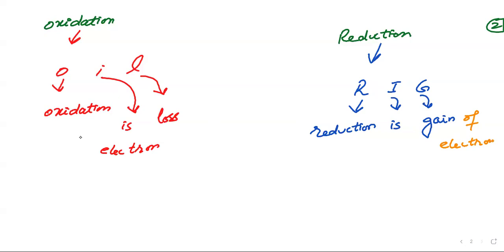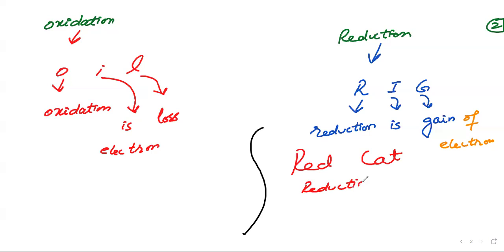So at which electrode does oxidation happen, at which electrode does reduction happen, no need to get confused. Guys, have you ever seen a red cat? I believe maybe you have not, but this mnemonic helps you recall reduction at cathode. Reduction always happens at the cathode. Red cat is just a mnemonic that helps us recall this fact.